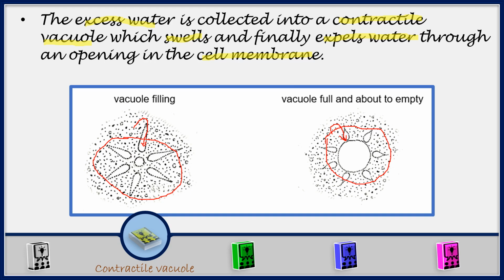So the water is entering into the contractile vacuole, and when it enters, the vacuole will start to swell. And later on, this swollen contractile vacuole will open at the cell membrane and release this excess water outside of the cell.